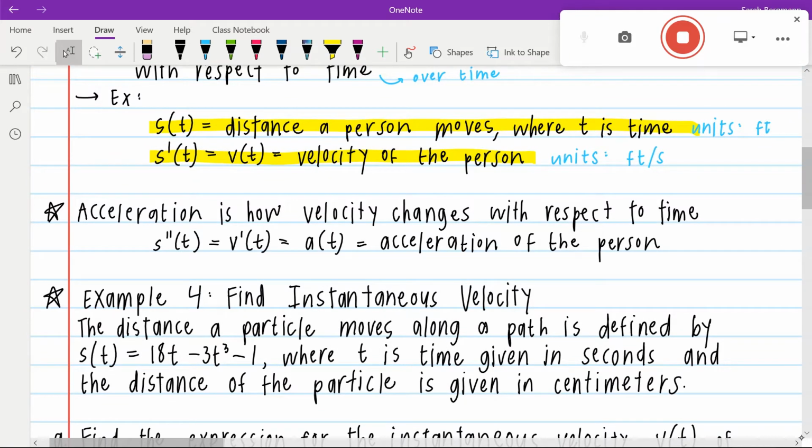Next, acceleration is how the velocity changes with respect to time. So we can find this by taking what's called the second derivative of the position function. In other words, we take the first derivative of the velocity function. That will give us the acceleration of the person. We'll talk about what a second derivative is in a minute on an example problem, but the units for this will be something like feet per second squared.